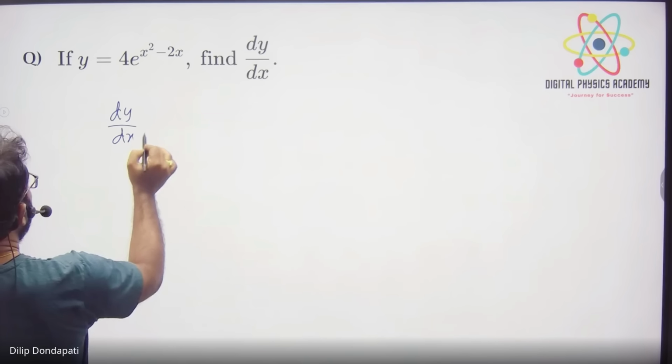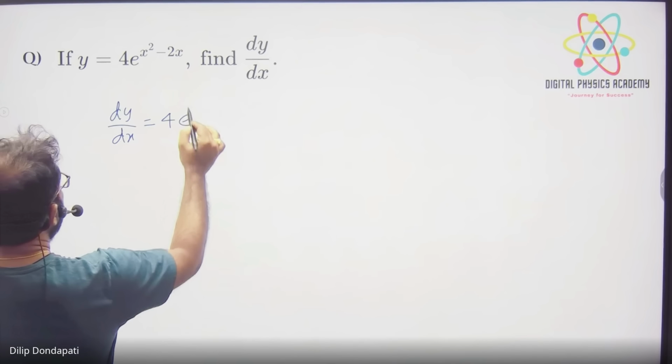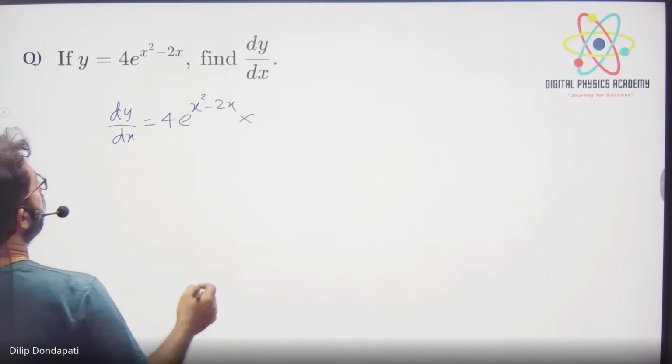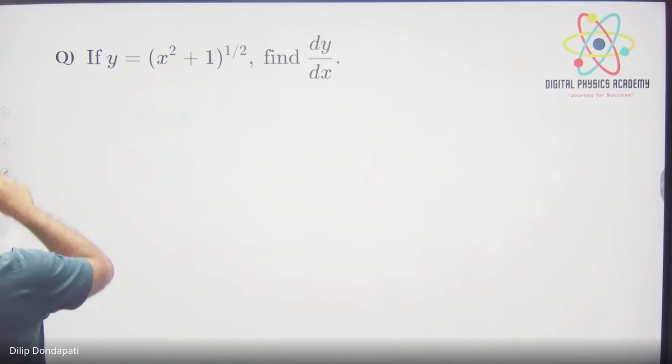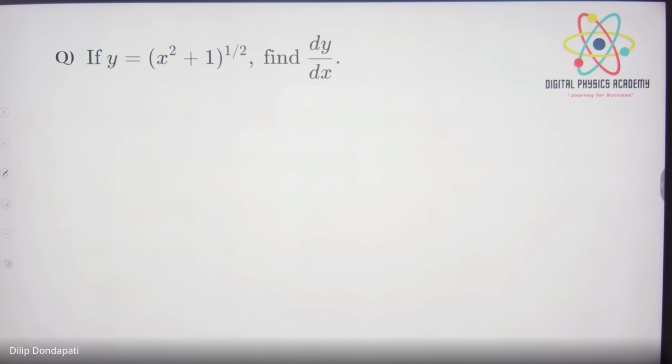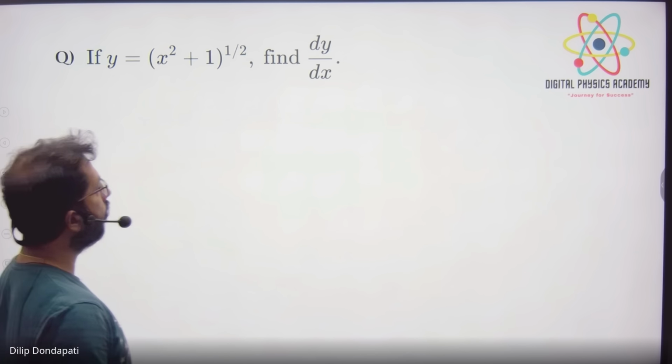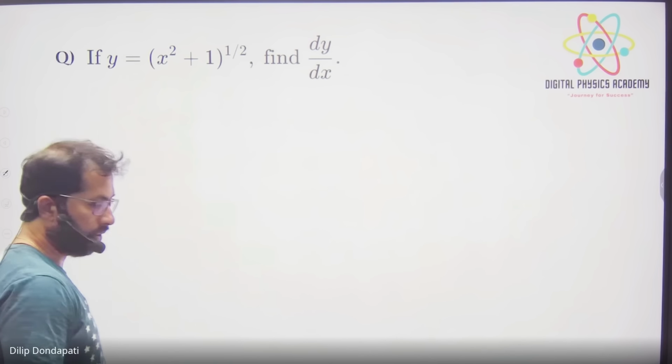Four into e raised to x square minus 2x, into 2x minus 2. Very good, 2x minus 2. Next, y is equal to x square plus 1 whole power 1 by 2. Find dy by dx.